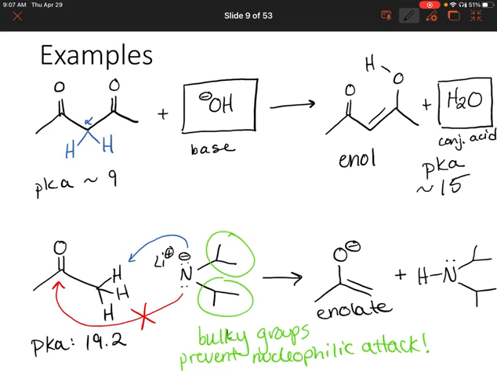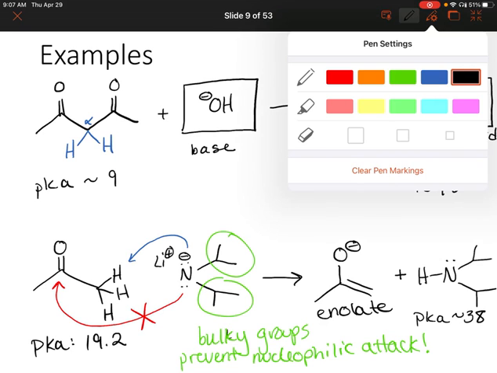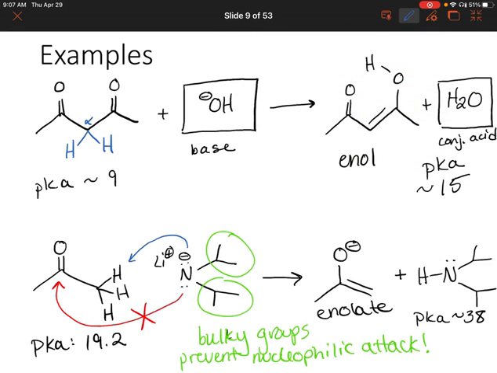And the pKa of this conjugate acid is about 38. So that is definitely higher than the pKa of our starting material. So that will definitely favor the products. Okay, and then let me just write down the name of this base.